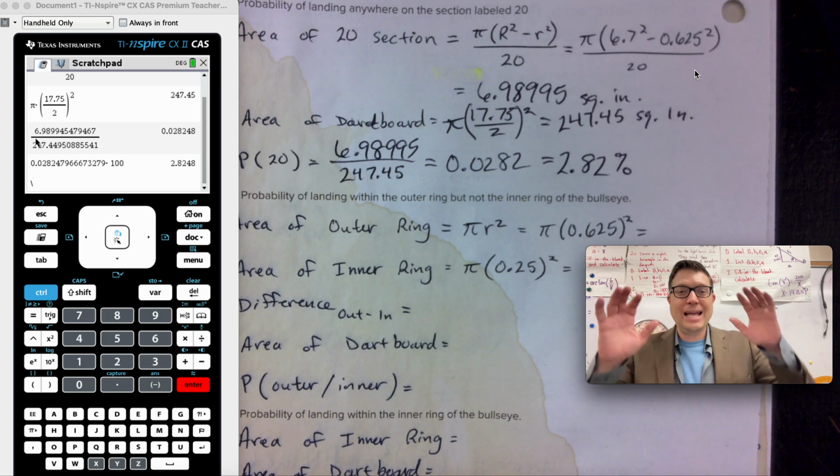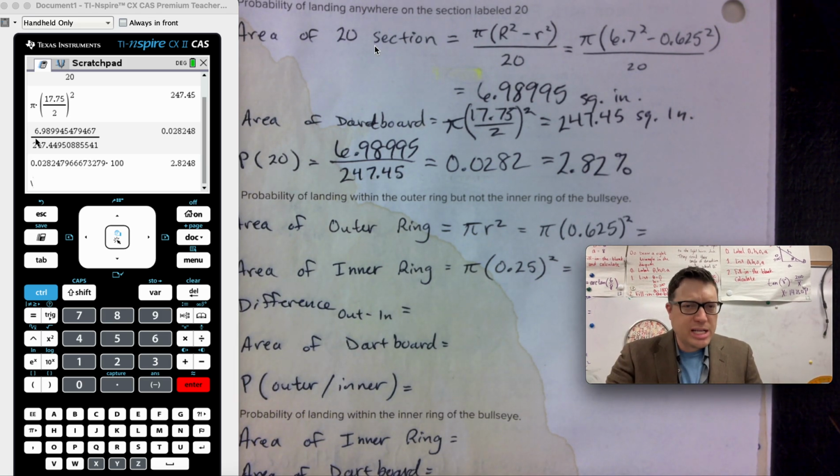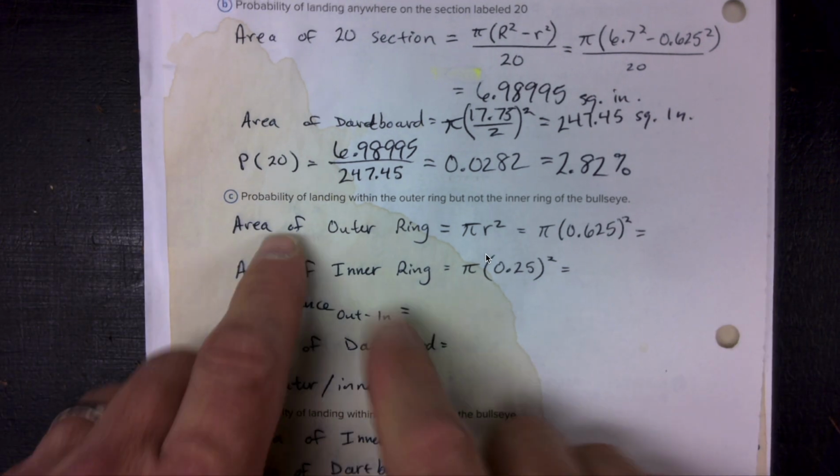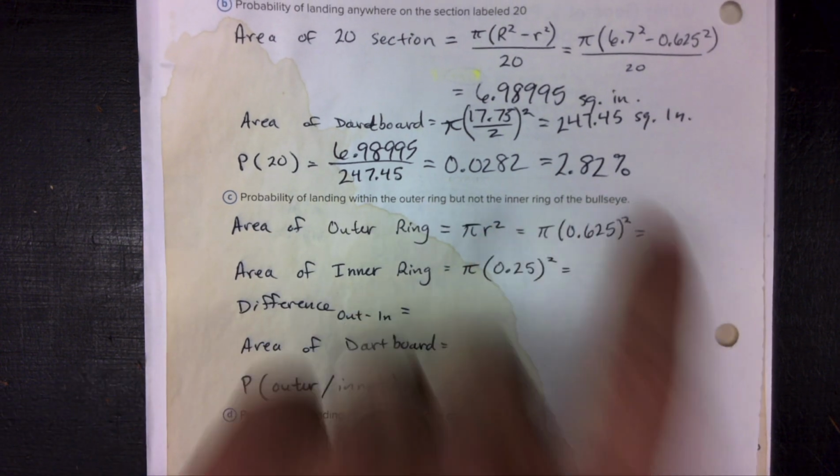The probability of landing within the outer ring, but not the inner ring of the bullseye. Let's go to the next question, right? Here it is in its entirety. The probability of landing within the outer ring, but not the inner ring of the bullseye.